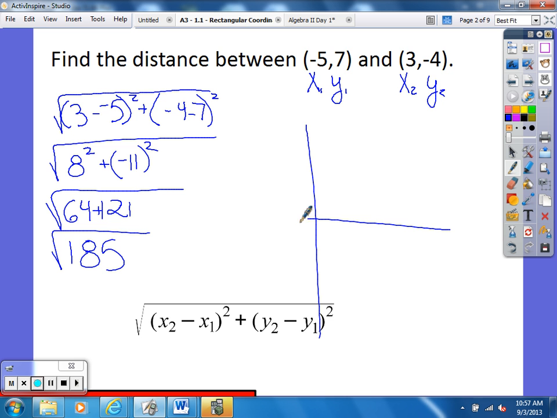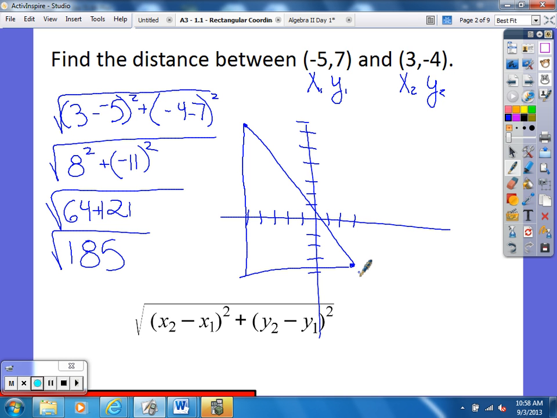Let me show you how that works. I'm going to plot this point at -5, 7 and 3. 1, 2, 3, 4, negative 4. Now, if I just actually draw a straight line down and a straight line over, how would I find the distance from this point to this point? What lovely theorem. Exactly. So I could do the Pythagorean theorem, which is a squared plus b squared equals c squared.